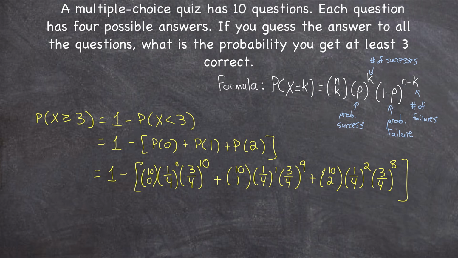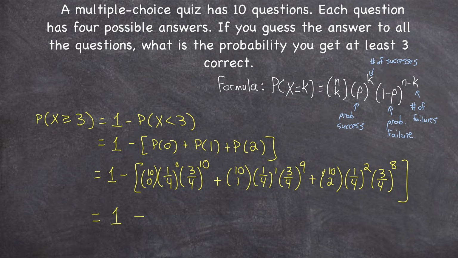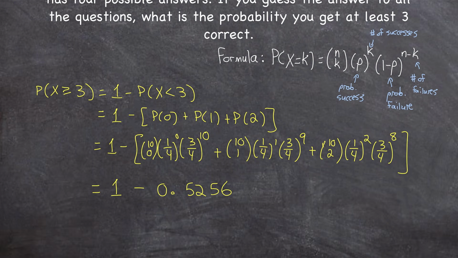If I were to evaluate inside the square brackets here to find the probability of having less than 3 successes, I would get about 0.5256, which means that if we do the subtraction, there's about a 47.44% chance that you get greater than or equal to 3 of the questions correct.